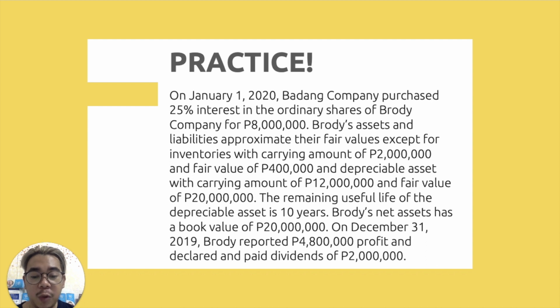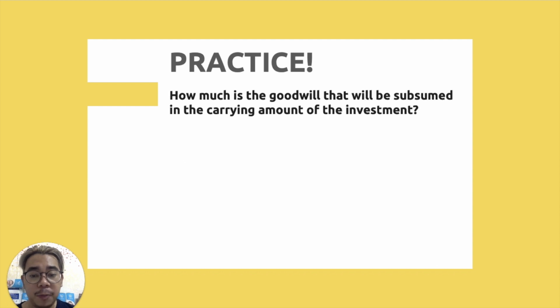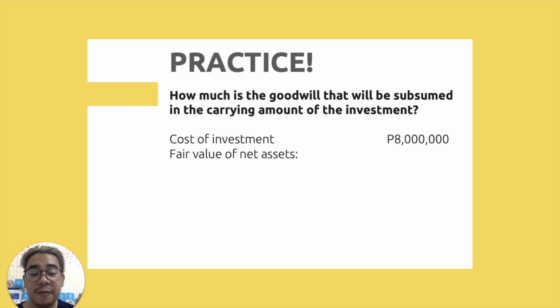On December 31, Brody reported 4,800,000 profit and declared and paid dividends of 2 million pesos. So the first thing that we need to do is compute for the goodwill that is subsumed in the carrying amount of the investment. Una, yung cost ay 8 million. Then, how much is our share in the fair value of net assets? So, before we compute our share, i-compute muna natin yung fair value. So, di ba yung book value, 20 million? Tapos, yung inventory daw, ang carrying amount niya ay 2 million, pero ang fair value niya 400,000 lang.